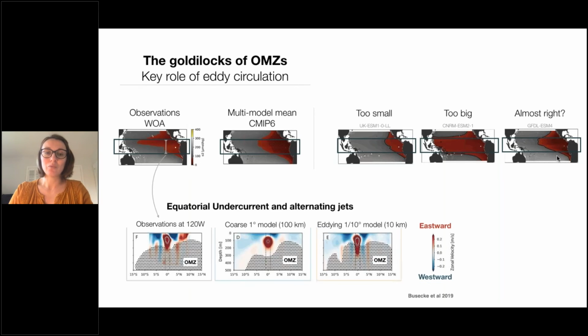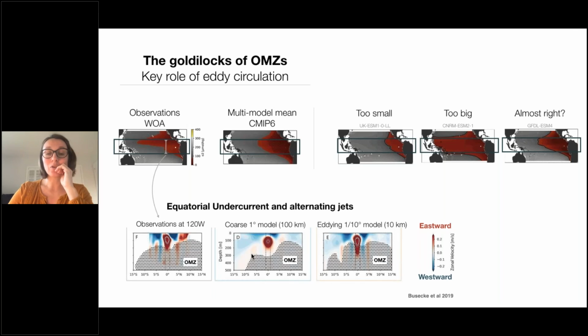And I would like to briefly talk about, specifically in that equatorial portion of the OMZ, some of the things that might explain the differences that we see. And I would like to focus on a feature that is very important for that specific equatorial band, which is the equatorial undercurrent and the alternating jets. So this is a section across the equator. In observations in red, you have that eastward current, which is the equatorial undercurrent, and then you have those blue and red stripes of the jets, which are those alternating currents.